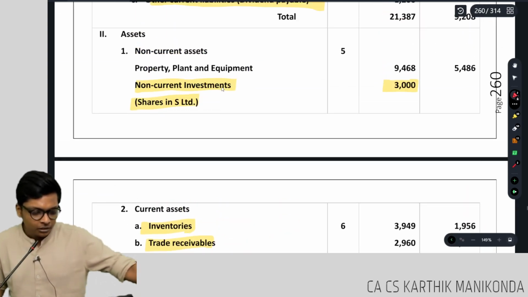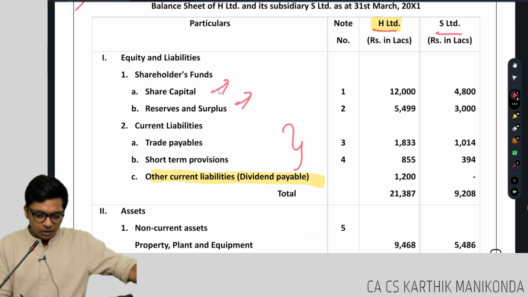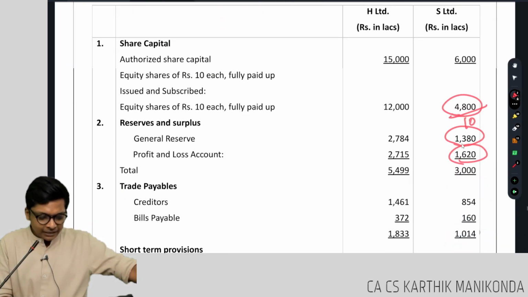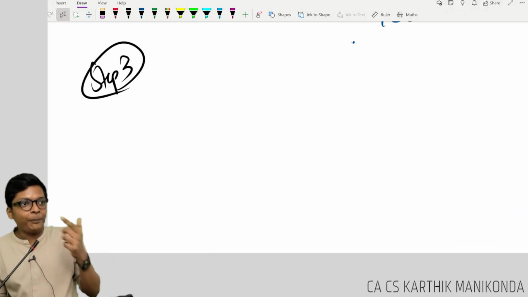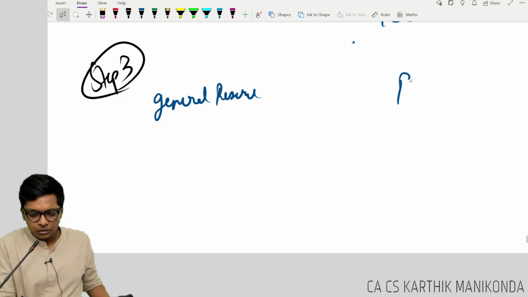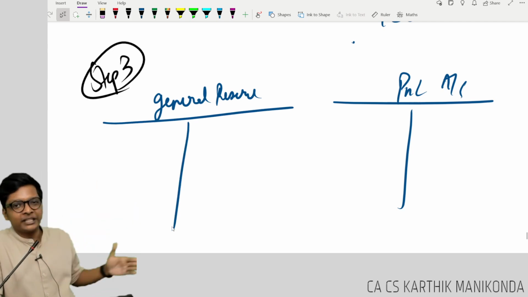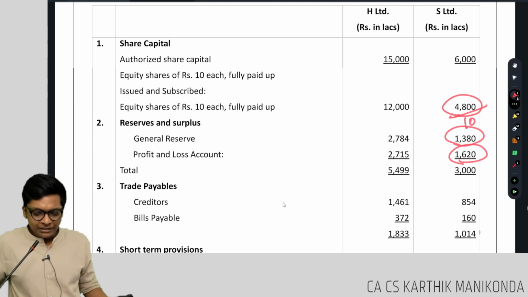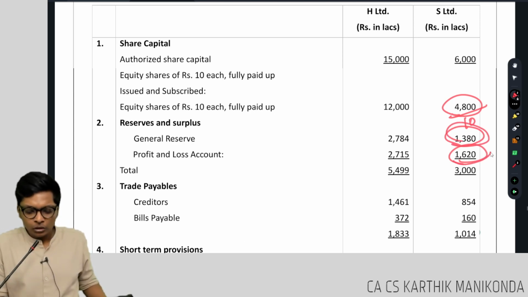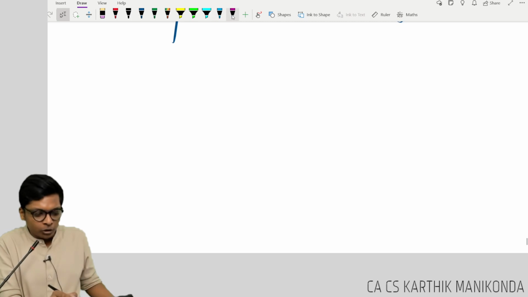Look at the profit. Which one did we take? We need to take the profit of subsidiary 1380. Let me do both in parallel: general reserve and P&L account. Let me do this sum in ledger style instead of doing a chart. What is the closing balance given in the balance sheet? 1380, 1620. Correct? I'll do it both ways, guys.